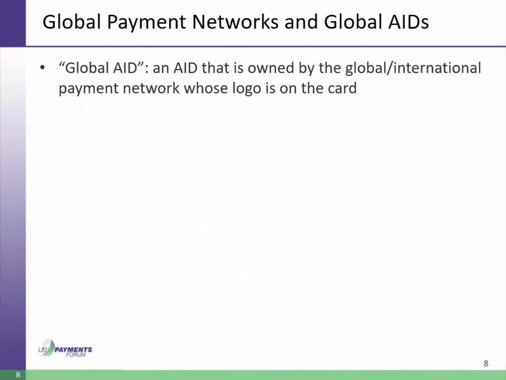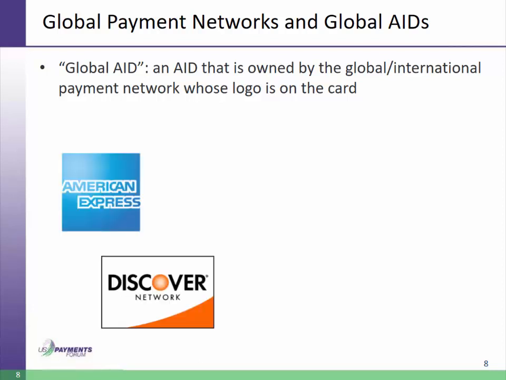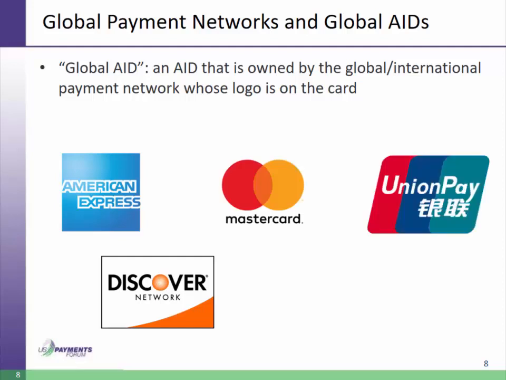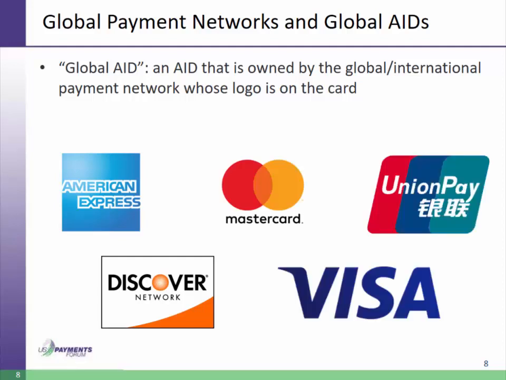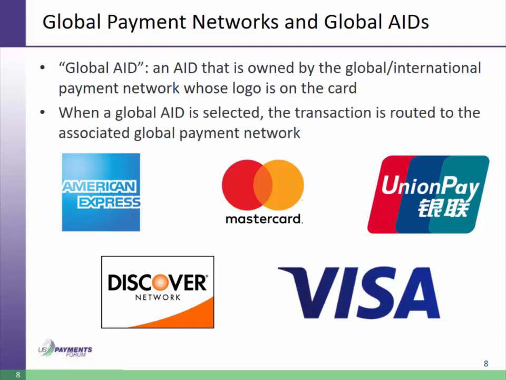When we say global AID in this presentation, we are referring to an AID that is owned by the global or international payment network whose logo is on the card. Global payment networks include American Express, Discover, MasterCard, UnionPay, and Visa. When a global AID is used for a transaction, the transaction must be routed to the associated global payment network.